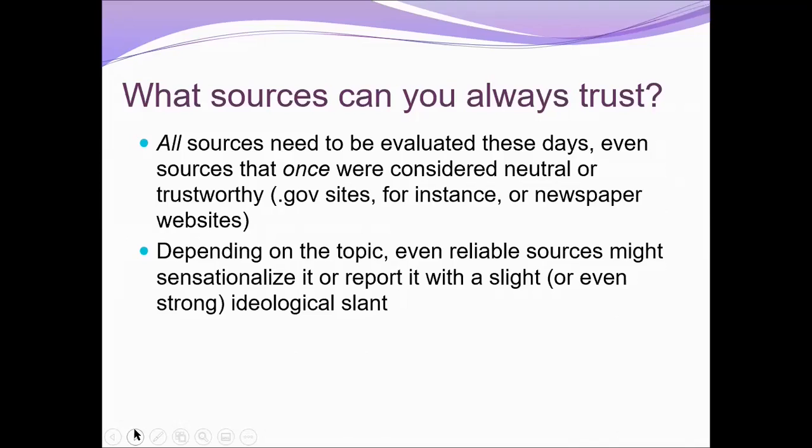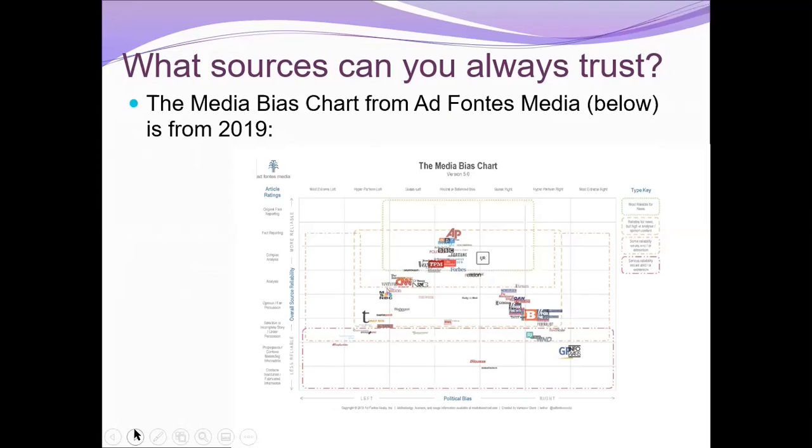Newspaper websites, for instance, were once considered neutral and trustworthy, but they also have had issues in the last several years. Depending on the topic, even reliable sources might sensationalize it or report it with a slight or even a strong ideological slant. The chart below from Adfonts Media maps media bias.